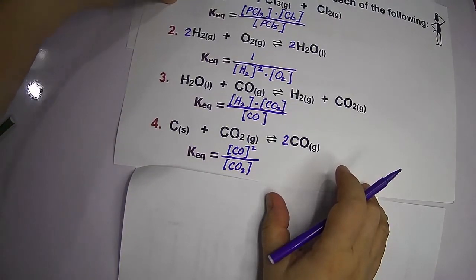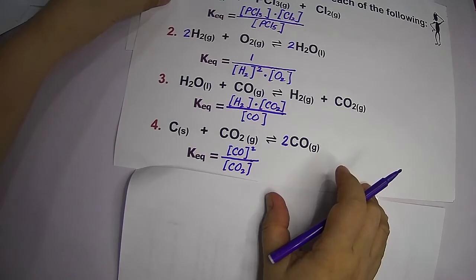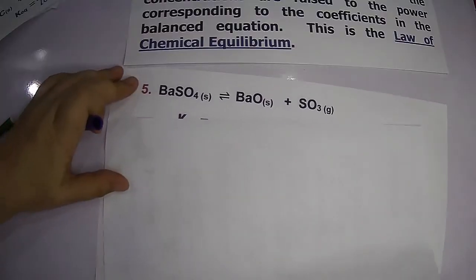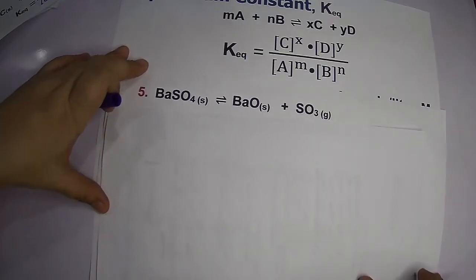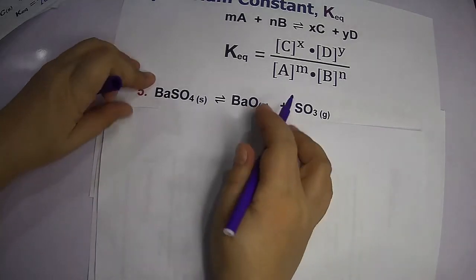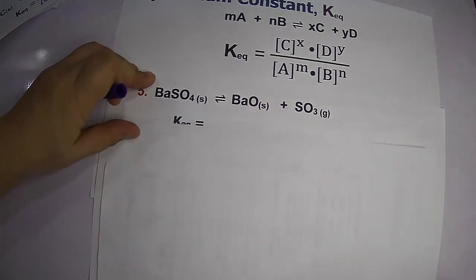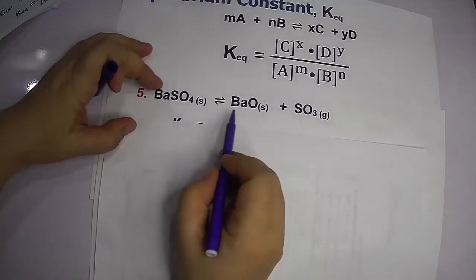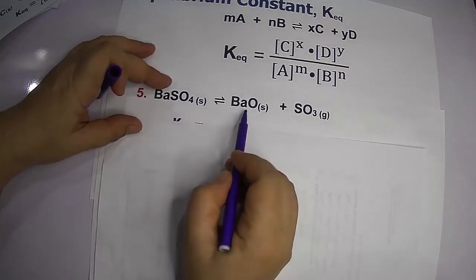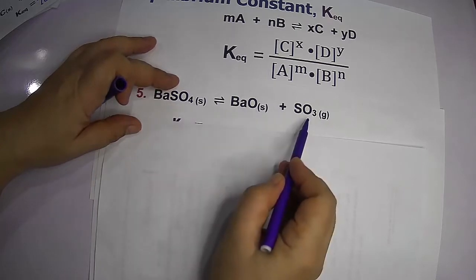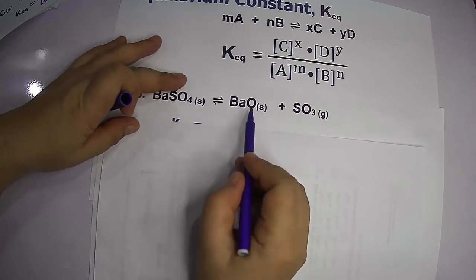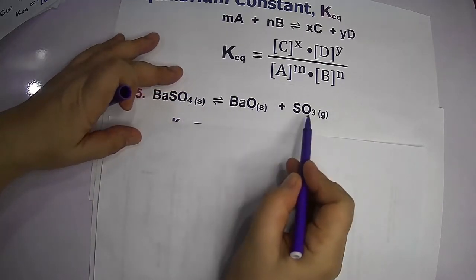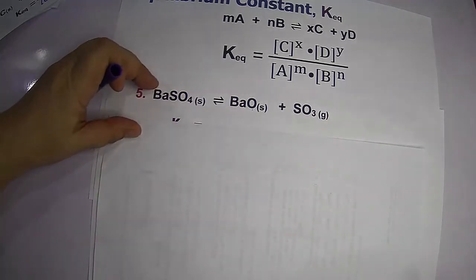Okay, moving on. For the fourth example, we have barium sulfate, solid, producing barium oxide, another solid, on the product side, and sulfur trioxide in gaseous state. So we check if we have a balanced equation. 1 barium, sulfur 1, oxygen we have 4, and on the product side we have 1 plus 3, 4. So we have a balanced equation.